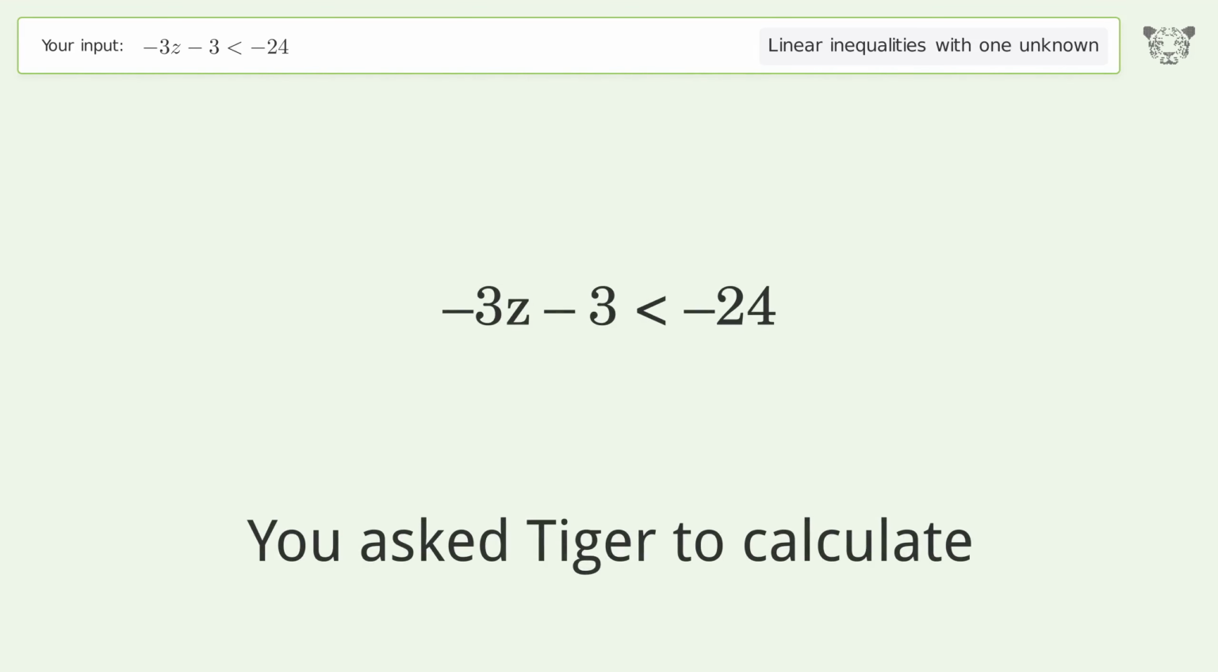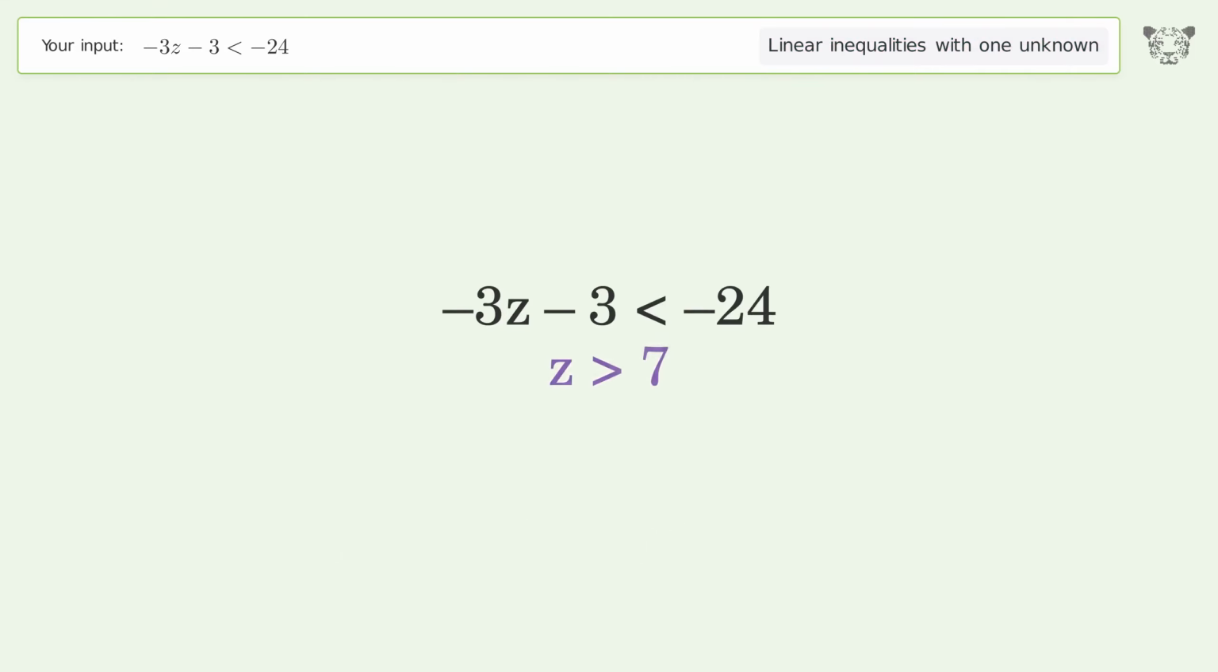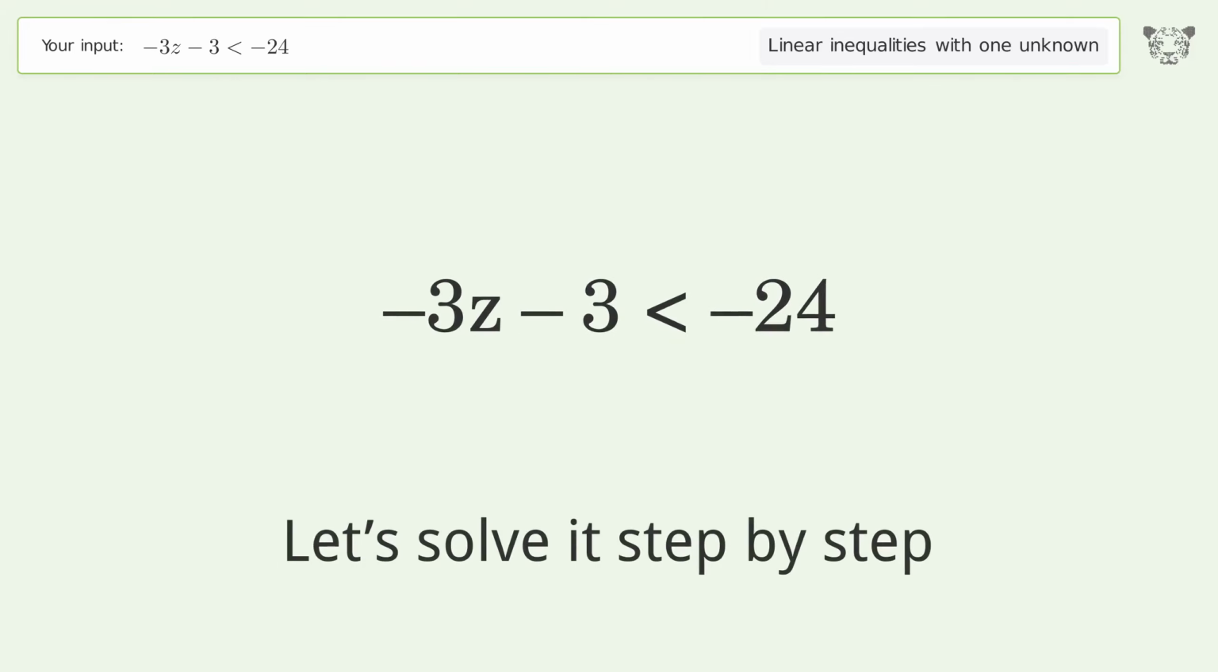You ask Tiger to calculate. This deals with linear inequalities with one unknown. The final result is z greater than 7. Let's solve it step by step.